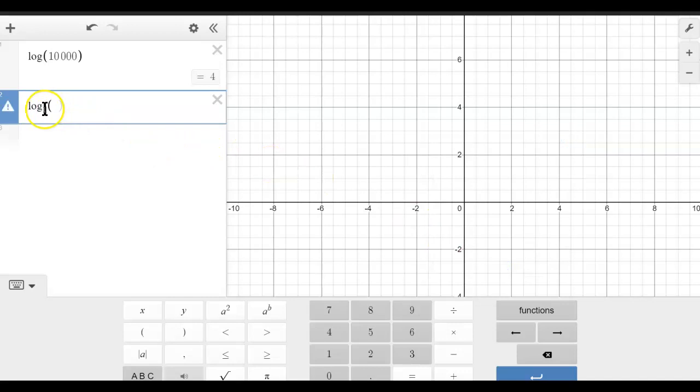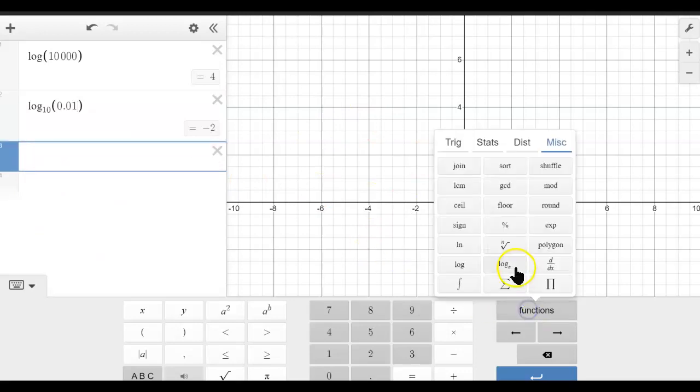Log base 10 of 0.01, and it's telling us -2. That's saying that 10 raised to the -2 power is equal to 0.01, or 1 over 100. Remember that negative exponent means that the number belongs down in the denominator.